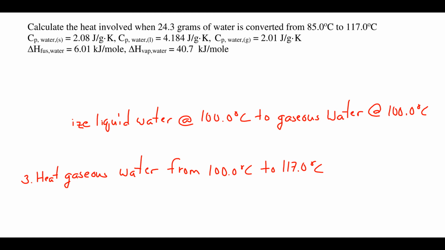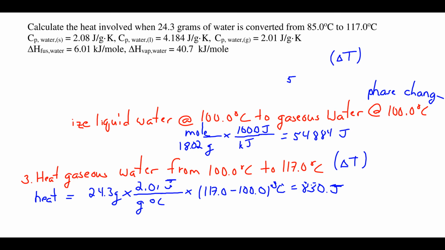Okay, now step number 1 is going to involve a change of temperature calculation. Step 2 is a phase change. And step 3 is another change in temperature calculation. So we're going to get numerical values for each of these steps in terms of heat and then add them together.